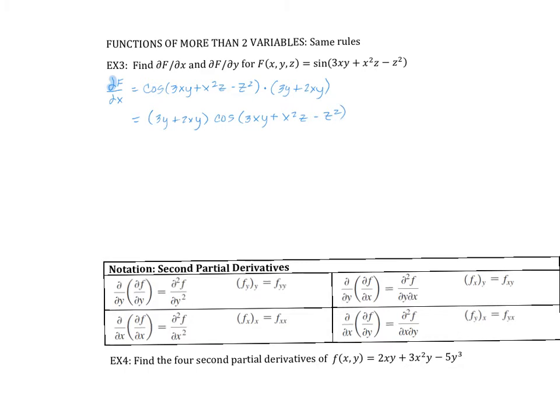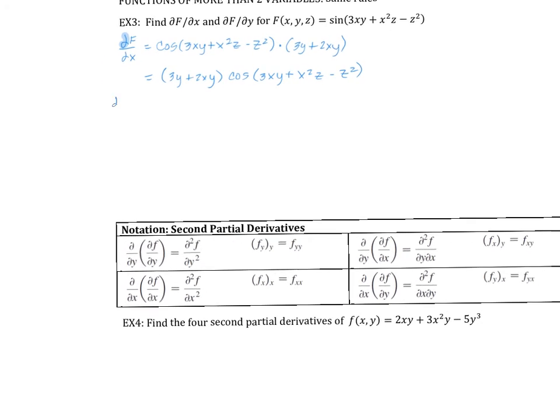Okay, and that's it. So if I were to find the partial derivative of my function with respect to y, same thing, chain rule, so it's going to be cosine, inside stays the same, 3xy plus x squared z minus z squared times the derivative of the inside with respect to y. So that's just going to be 3x. X squared z doesn't have a y in it. We're treating it as if it's a constant, so the derivative of a constant is simply 0. And again, I'm going to move the 3x to the front of the cosine so there's no confusion about whether it's part of the argument of cosine or not.